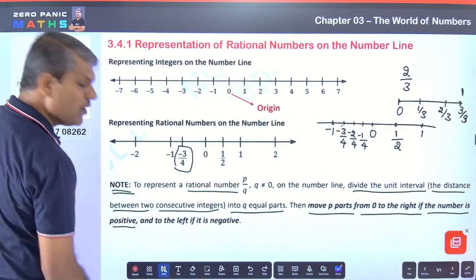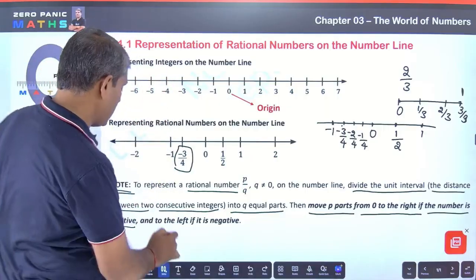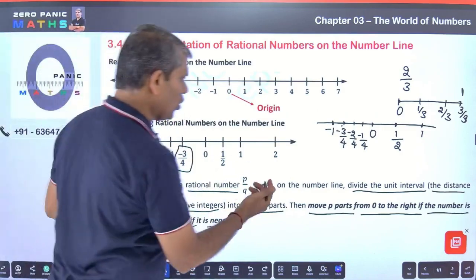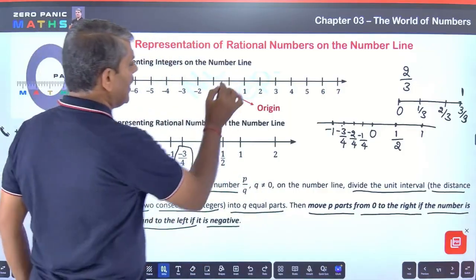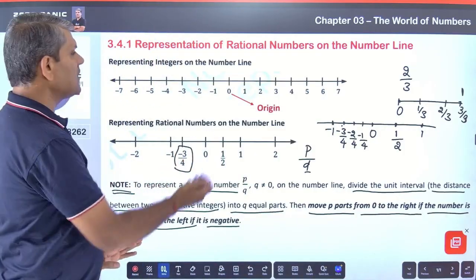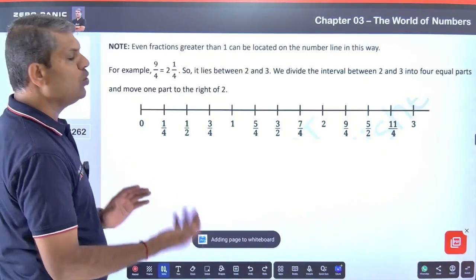If the number is positive, because from 0 to the right side they are positive numbers. And to the left if it is negative, because you know that from 0 to the left they are negative numbers and to the right they are positive numbers. You understood, right? Let us represent this and see some examples to identify that.